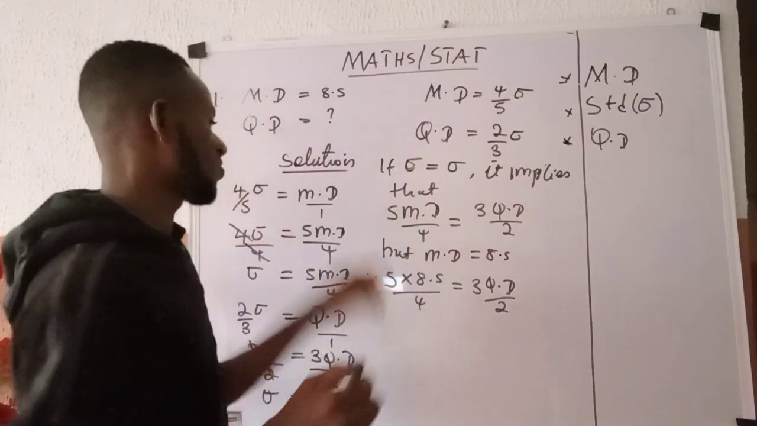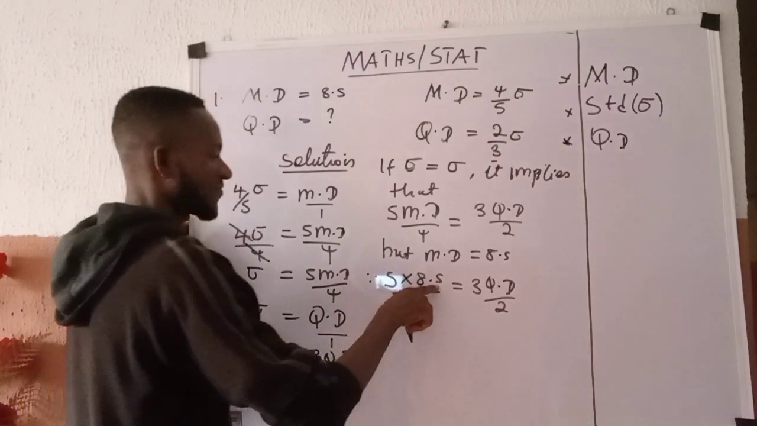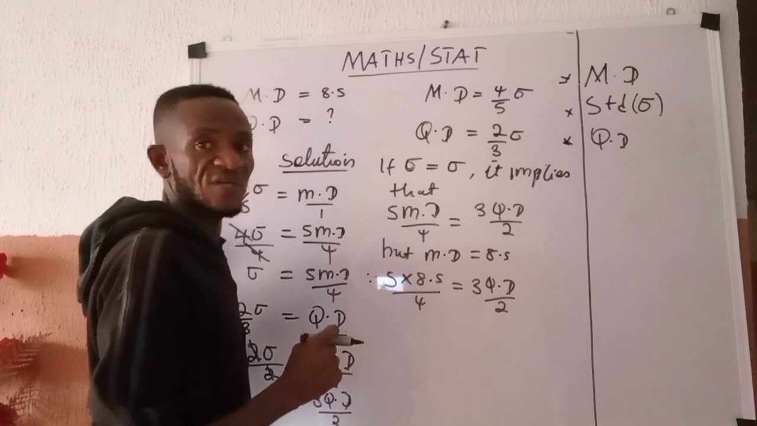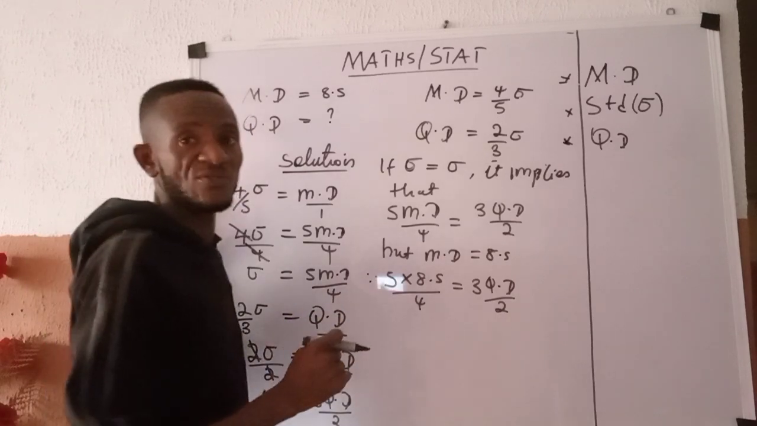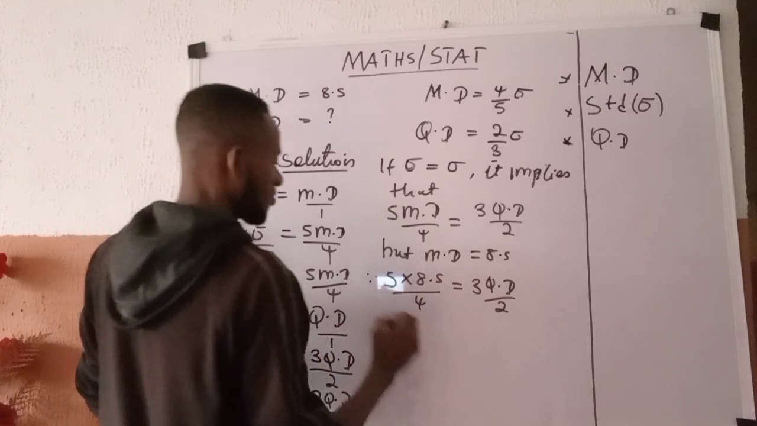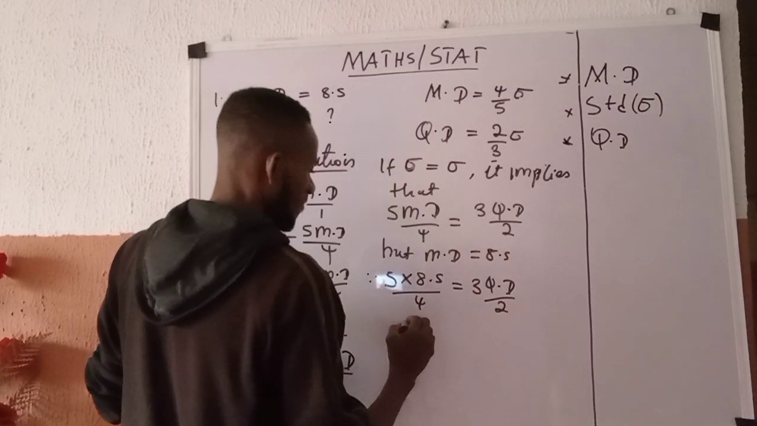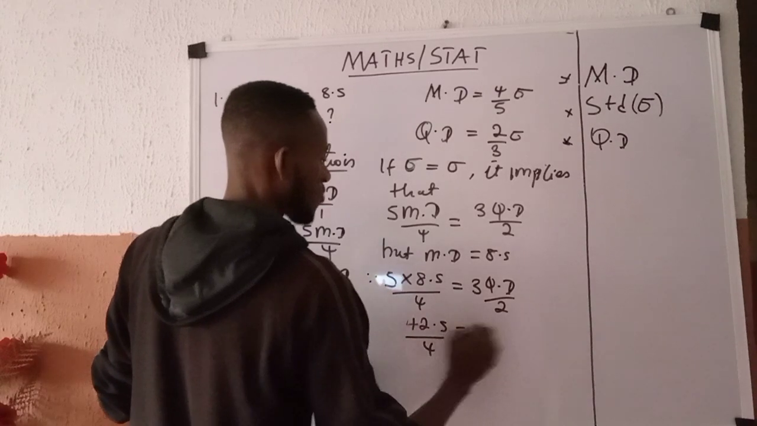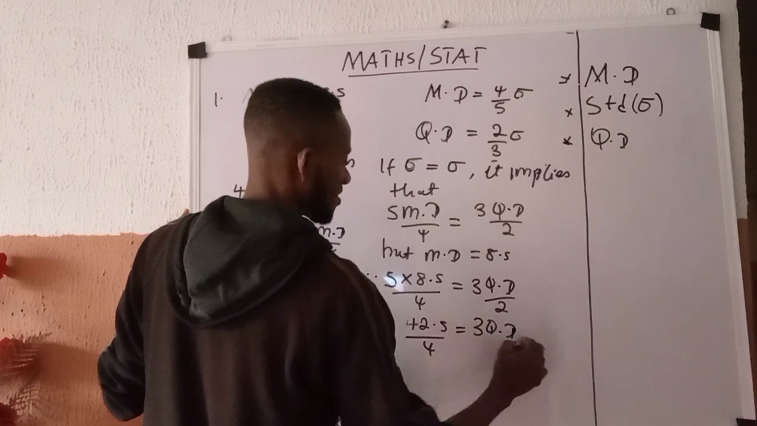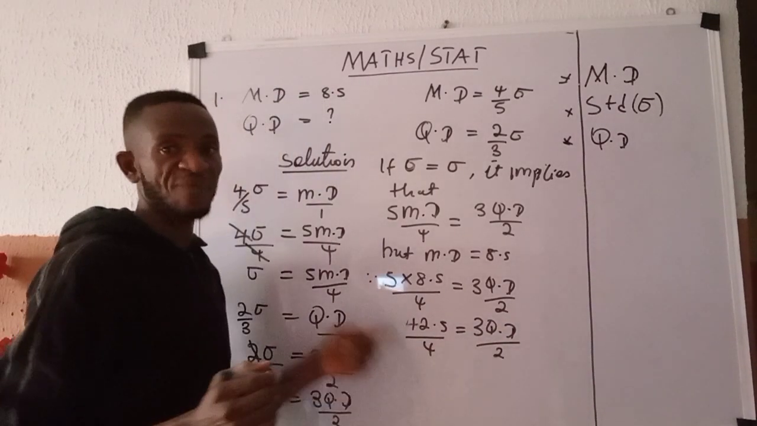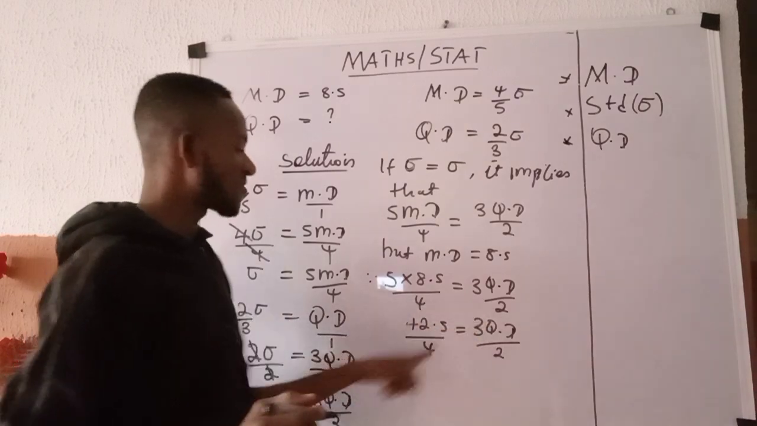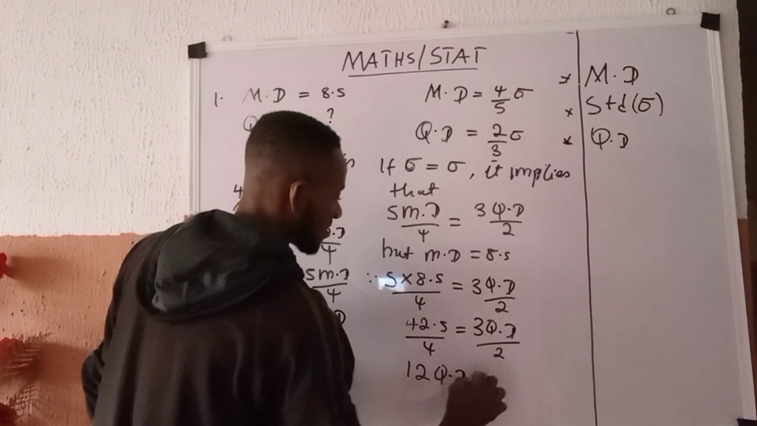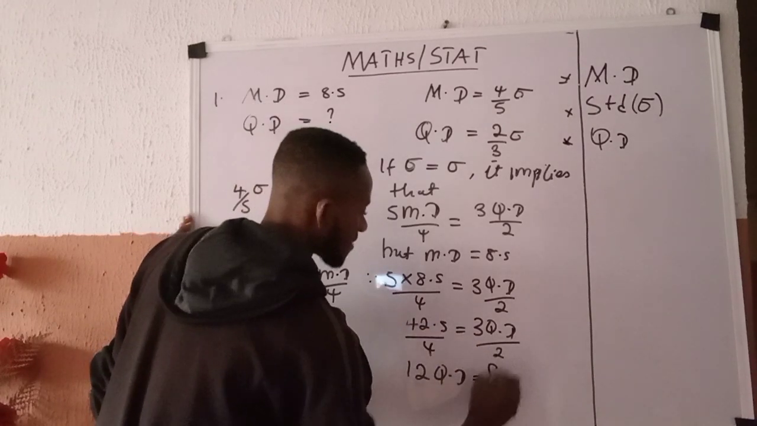When this is multiplied by this, you have 42.5. So you now have 42.5 all over 4 equals 3QD all over 2. At this point, you can cross multiply: this times this and this times this. You now have 12QD equals this times this, which gives 85.